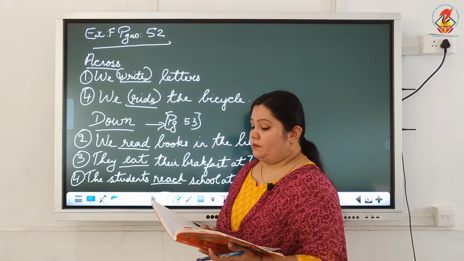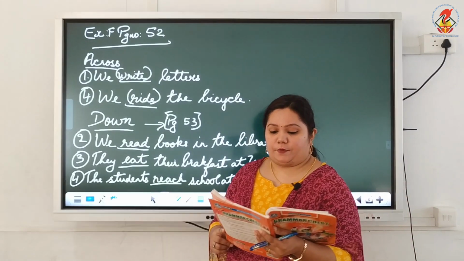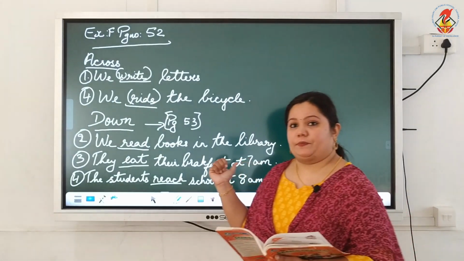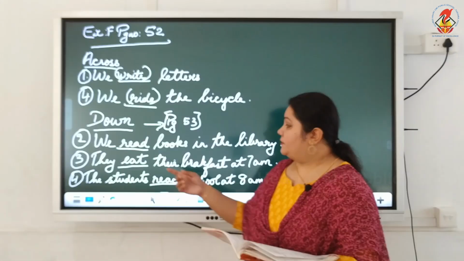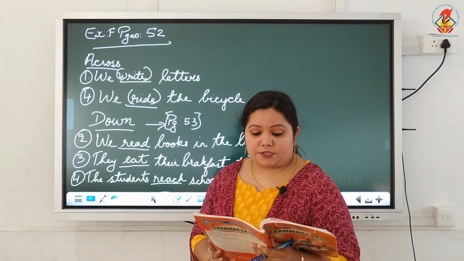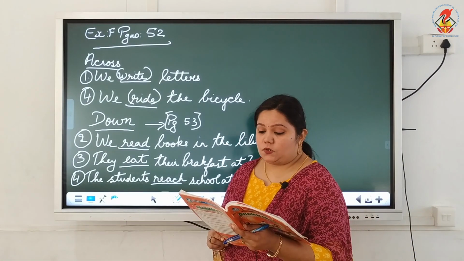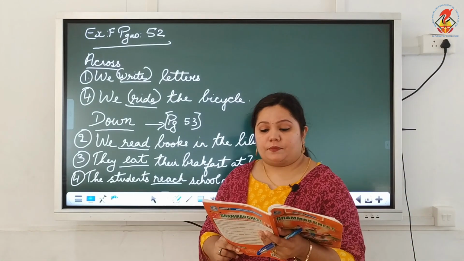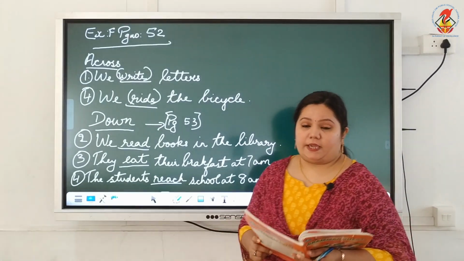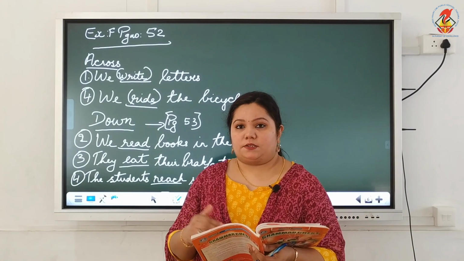Then the next one, for words that are down in the column, we dash books in the library. What do we write there? We read books in the library. Okay. Then we have, they dash their breakfast at 7 a.m. They eat. That's the third one. They eat their breakfast at 7 a.m. Okay. Then the fourth one, the students dash school at 8 a.m. What do we write there? Reach. The students reach school at 8 a.m. So you have to do the other exercises also, the other sentences mentioned here.